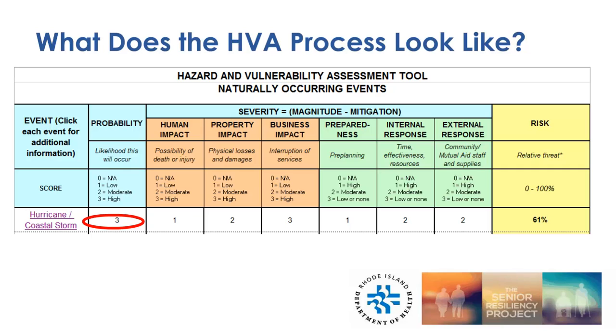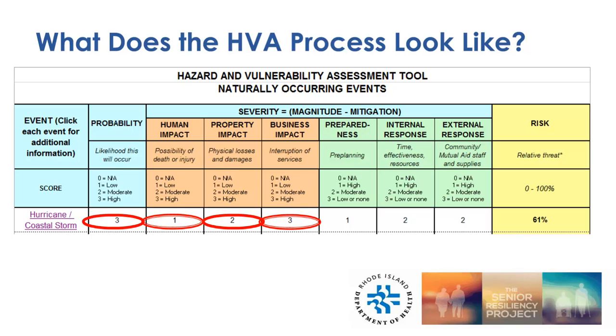We'll rate the potential for human impact from a hurricane as low, a 1, because injury and death should not be as likely. However, the property impact for a fictitious old coastal facility will rate as a 2, moderate, knowing our facility is vulnerable to physical losses and damages. With a hurricane impacting roads, deliveries, and utilities, and possibly requiring evacuation from our facility, we'll rate business impact as high, a 3, expecting major interruption of services. Regarding preparedness, weather reports allow for notice of an impending hurricane.